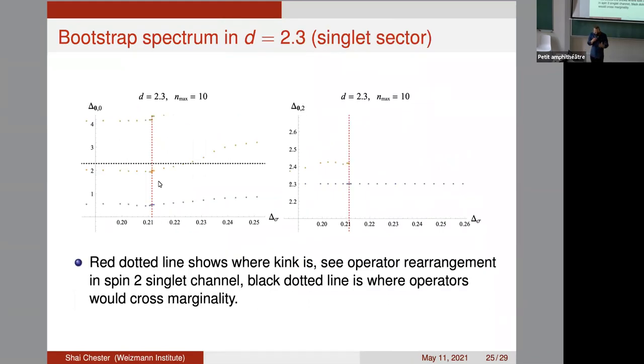So I think it's quite reasonable to expect that as we make more plots in between 2.3 and 2.6, we will see an operator at the kink exactly at marginality, which will be the sharpest evidence for merger and annihilation. So much sharper than just pointing at kinks and saying how close they are.